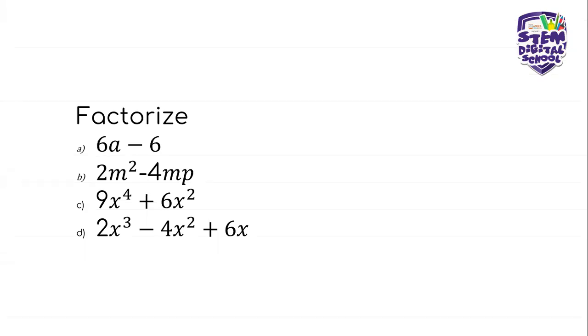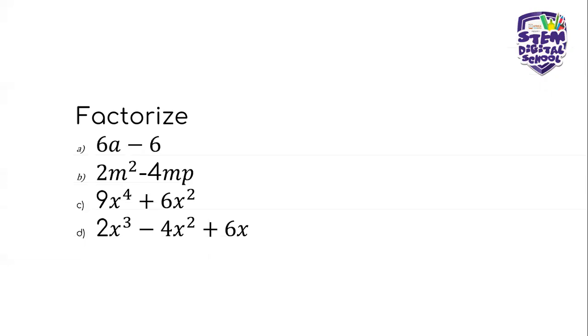And then this is followed by 9x to the power 4 plus 6x squared. Yes, 9x to the power 4 plus 6x squared. Again, you can look at the common factors, especially the highest. So the highest common factor for me is 3x squared. So if you have got 3x squared, that will be your highest common factor.